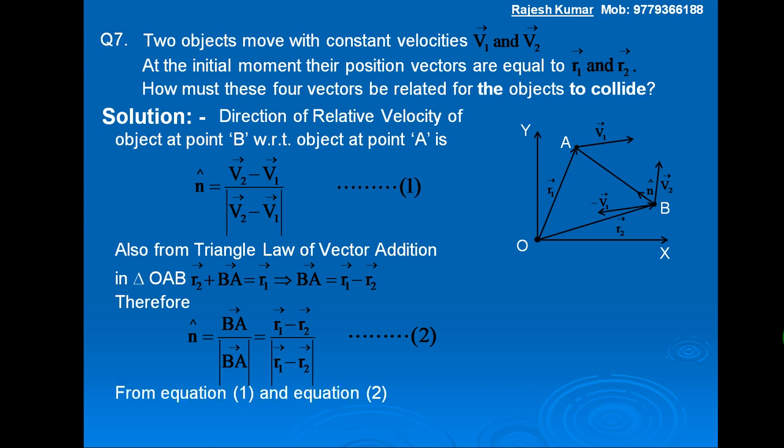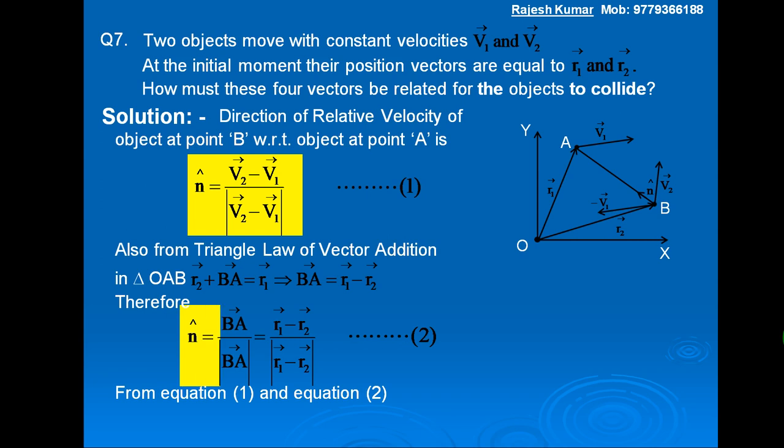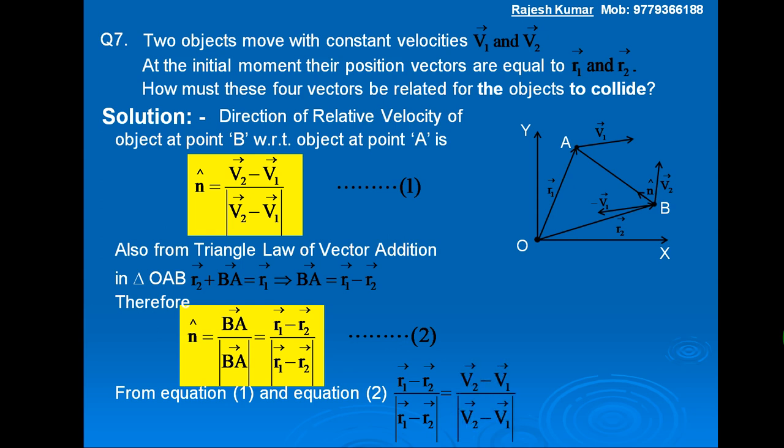From equation number 1 and equation number 2, n cap is given from equation number 1 and also from equation number 2. n cap is the same, meaning the left hand side is the same, so the right hand sides must be equal. Therefore, r1 vector minus r2 vector upon mod of r1 vector minus r2 vector must be equal to v2 vector minus v1 vector upon mod of v2 vector minus v1 vector.